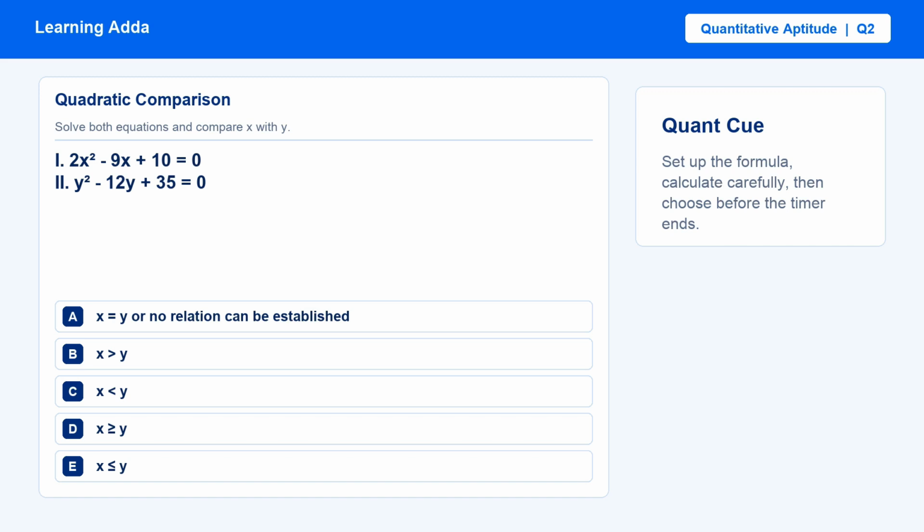Option A, x is equal to y or no relation can be established. Option B, x < y. Option C, x > y. Option D, x greater than or equal to y. Option E, x less than or equal to y. The timer starts now.